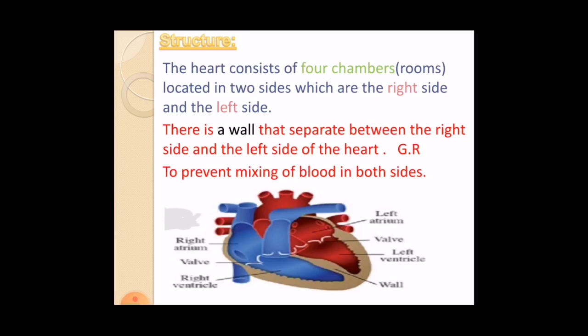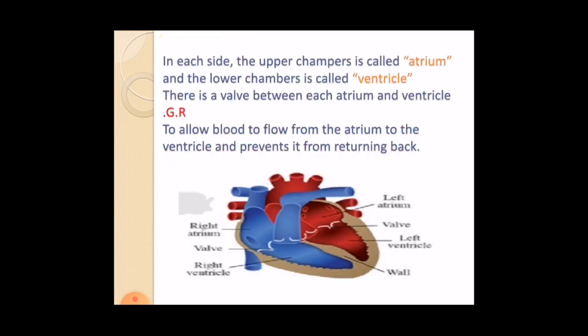Again, the heart consists of four chambers located in two sides, right and left. There is a wall between the right side and the left side to prevent mixing of blood. In each side, the upper chamber is called atrium and the lower chamber is called ventricle.